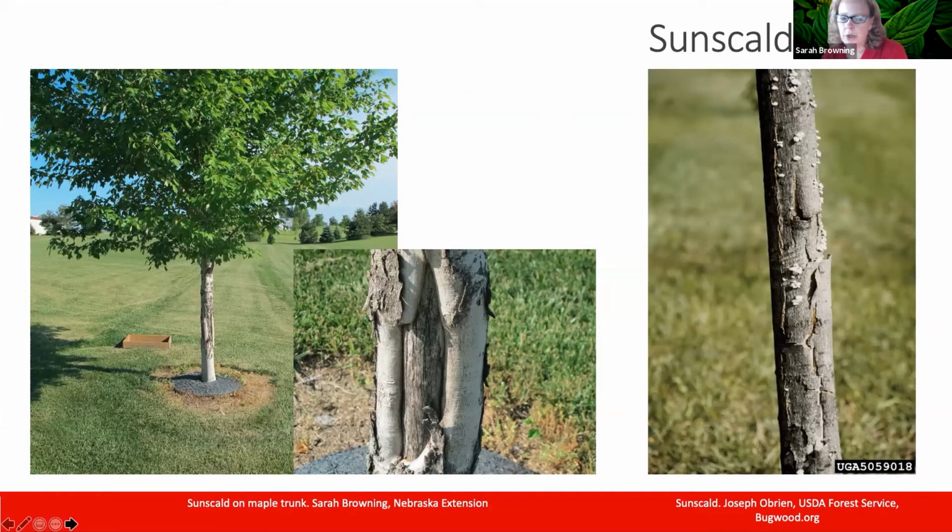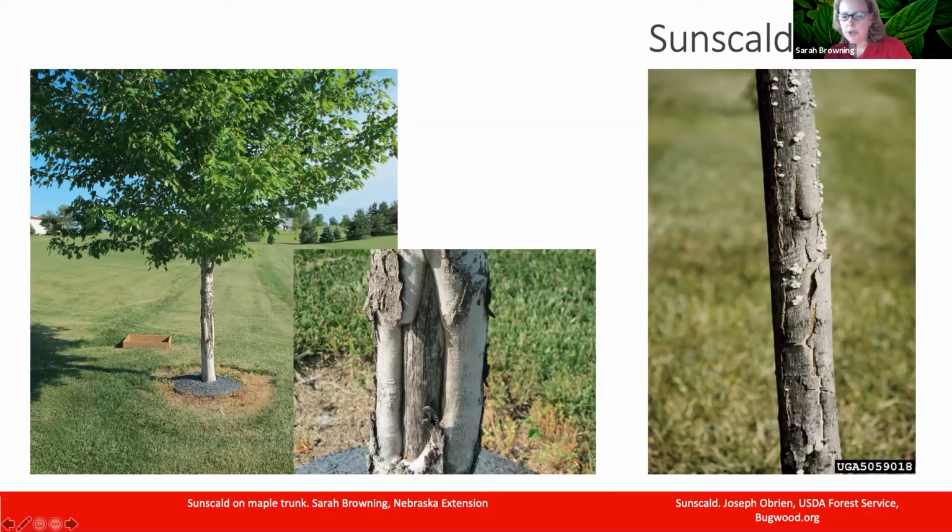The final one is sunscald, and this is a very common problem that we see in maples. Particularly when maple trees are young and the bark is thin, during the winter months, the bark on the south and the west side of a tree can oftentimes heat up almost to air temperature during the day. And then if we have a big temperature drop at night, you get ice crystals forming between the cells, and it causes death of the bark, basically. Again, we very commonly see this on the south or the west side of young trees that have thin bark.